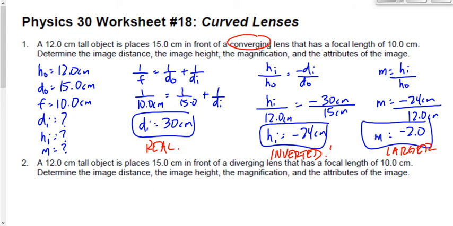You'll never actually get a magnification of +1. It's impossible. You can't get an upright image that is the same size. The only time you can get same size is when it's upside down and at a very specific spot. Okay, we good there? That's the kind of question you're going to see on tomorrow's quiz. I'm telling you right now.